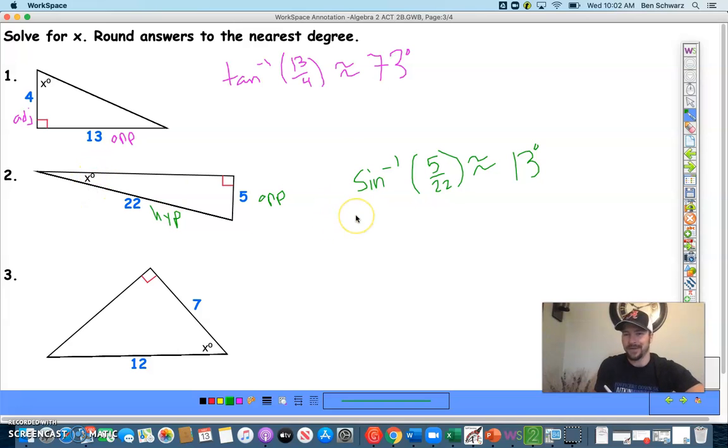So it's also a good thing, not that your triangles are always to scale, but pay attention to that. Does that measure actually make sense for that angle?